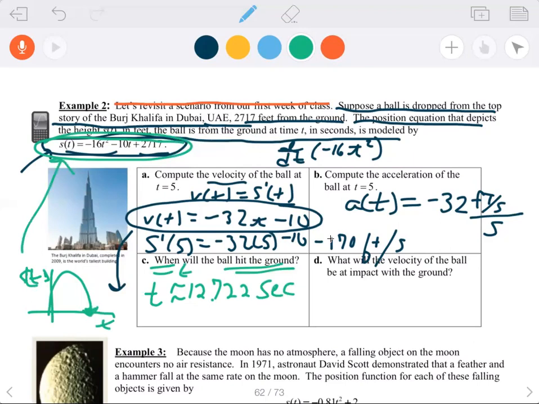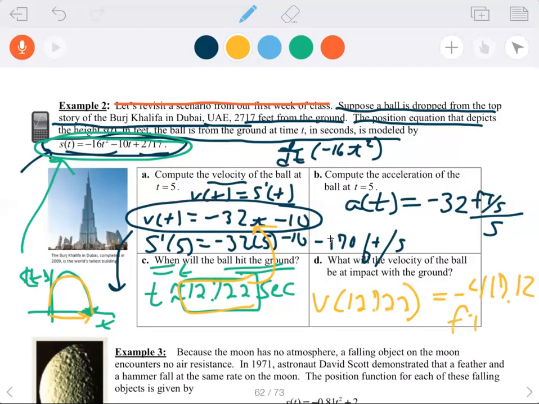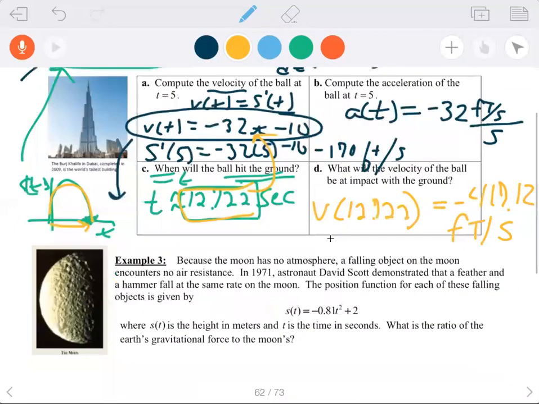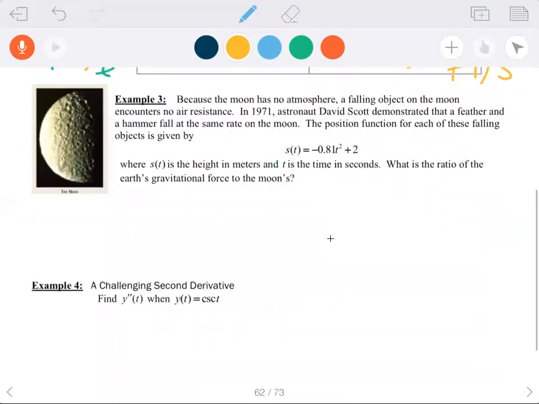What will the velocity of the ball be on impact with the ground? Well, we would take the 12.72, the time it takes to hit the ground, the span in time until it hits the ground, and we plug it into our velocity model. So you just do v of 12.722. And that would end up being about negative 417.12. It's a velocity, so it's in feet per second. So just a real rudimentary beginning to what we're going to be calling particle motion, all right?